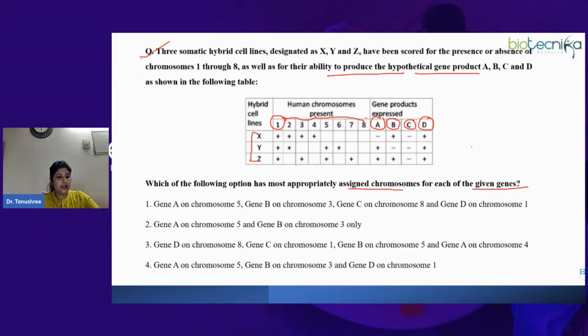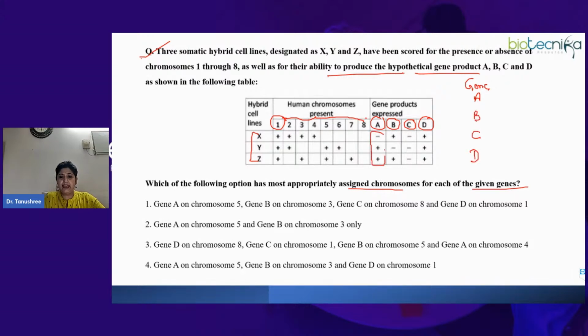So what do you think is the answer here? Please quickly answer it. What do you think? Gene A is present on which chromosome? We have total 4 genes, right? Gene A, gene B, gene C, and gene D. So gene A is present on which chromosome?